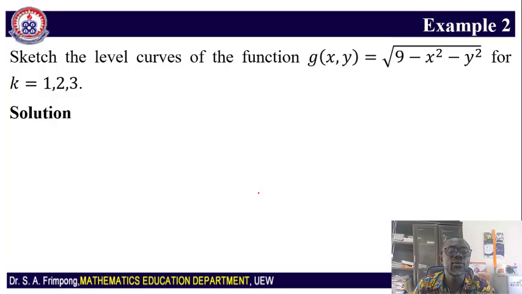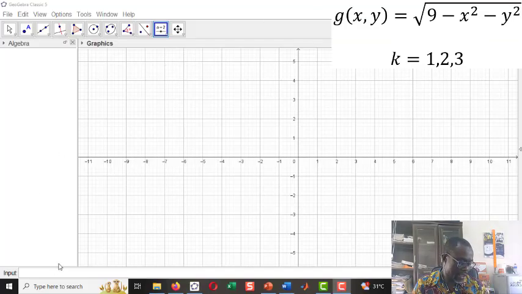Let's look at another example. We are asked to sketch the level curves of the function g of x, y equal to the square root of 9 minus x squared minus y squared for k equal to 1, 2, and 3. So this one too, you go to GeoGebra and look at how it works. In this example, we have f of x, y equal to the square root of 9 minus x squared minus y squared, and we set that equal to k.